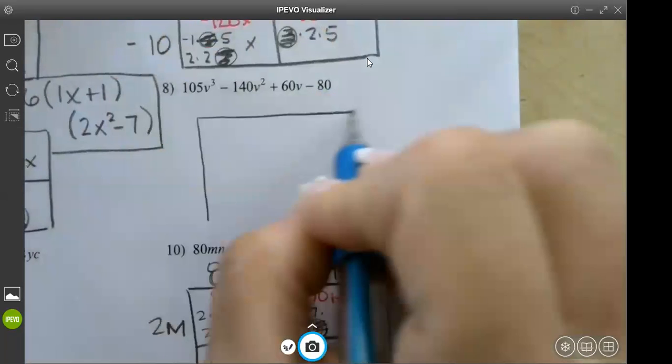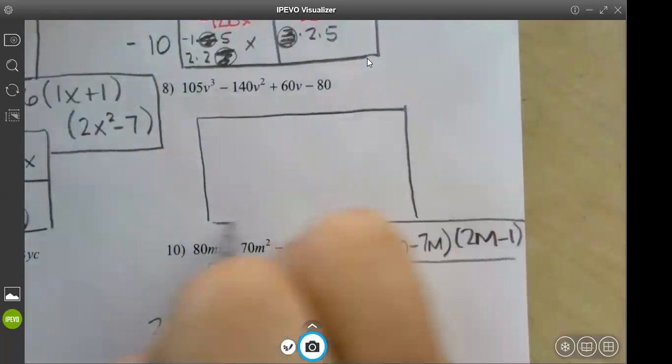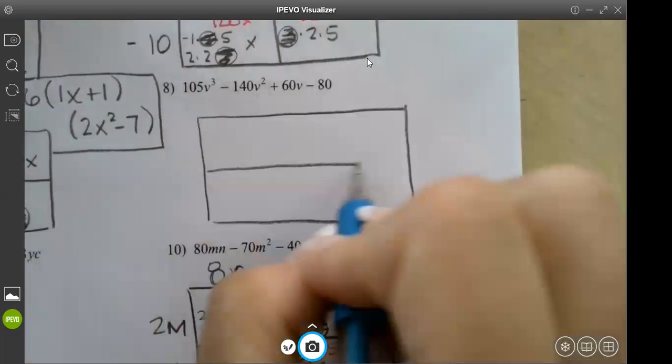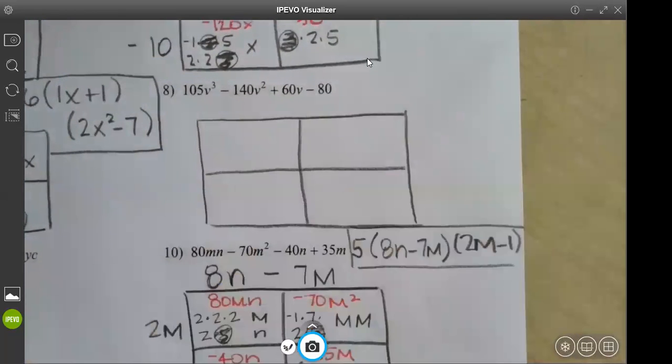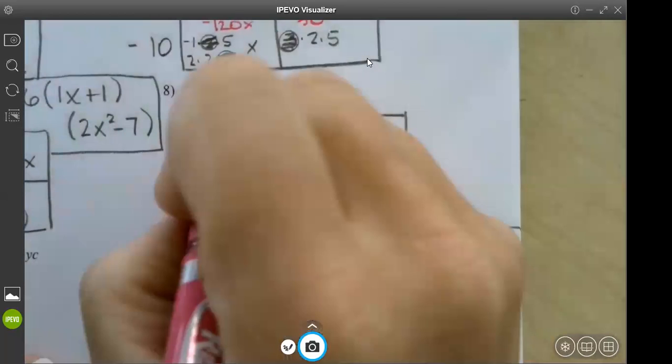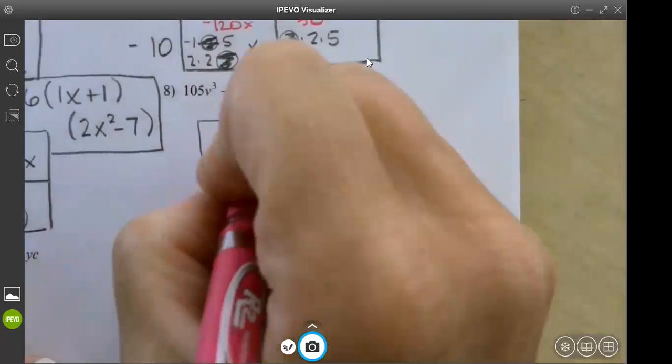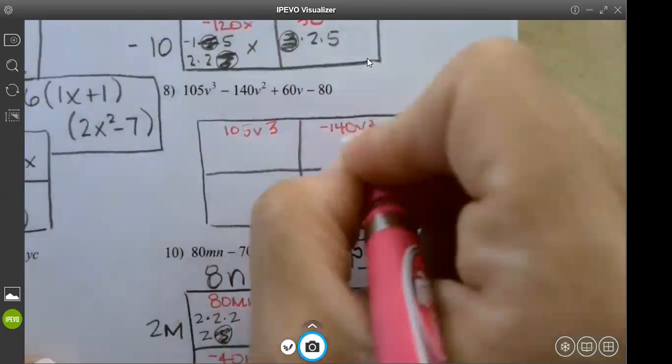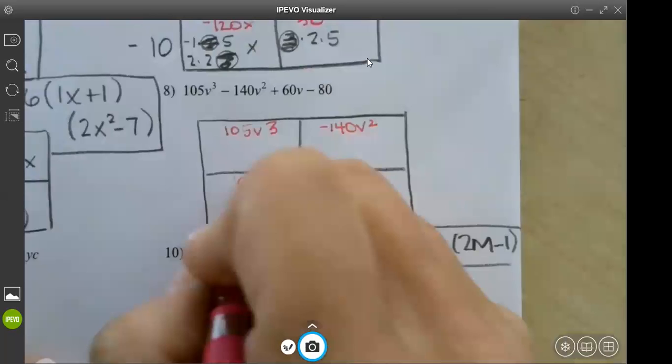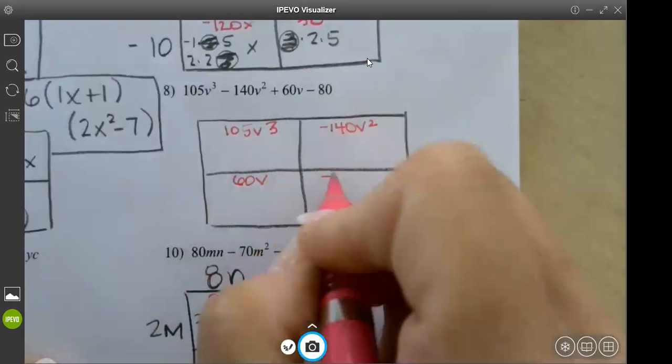All right, here we go. Again, these are just bigger numbers. It's the same exact process. We got 2 more, and then I'll leave you alone, okay? 2 more. 105v cubed, negative 140v squared, 60v, and negative 80.